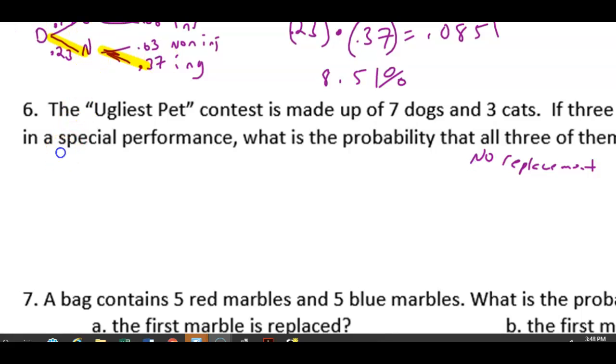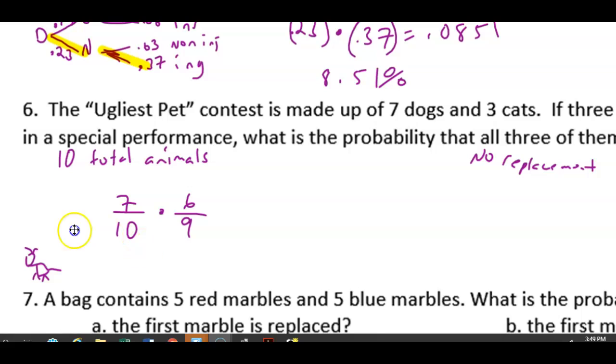So again, there's 10 total animals. Let's look at this. All 3 are dogs. So first of all, there's 7 dogs, so it's 7 out of 10 animals. So if I pull a dog out, I chose 1 dog, so now there's only 6 dogs left. Remember there were 10 total animals, but it's not 10 anymore. I pull 1 out, now there's 9 animals left.